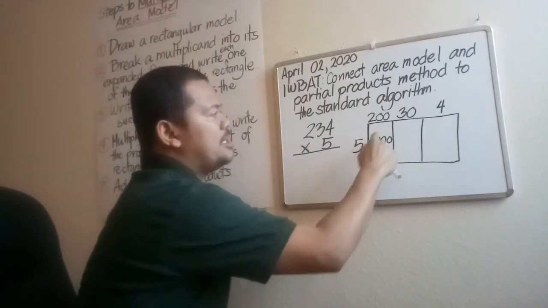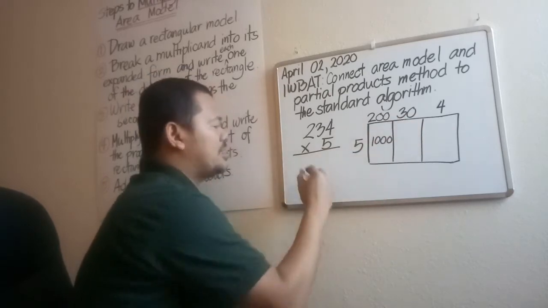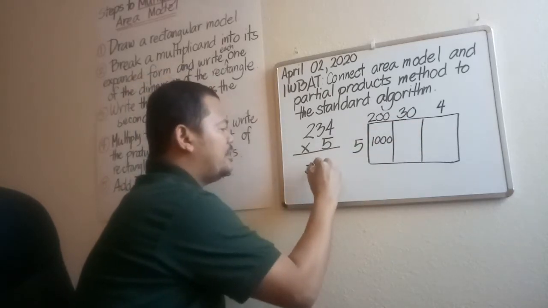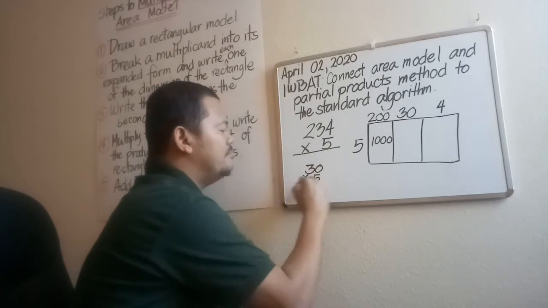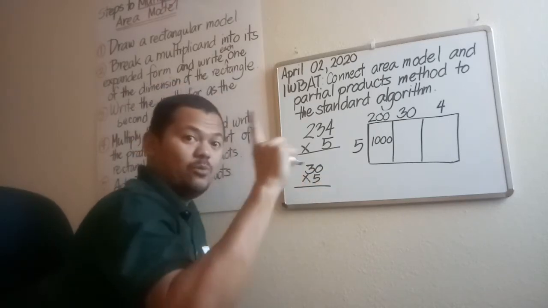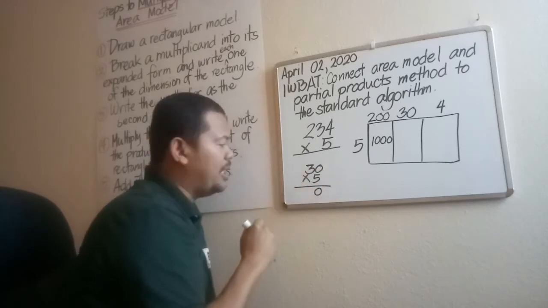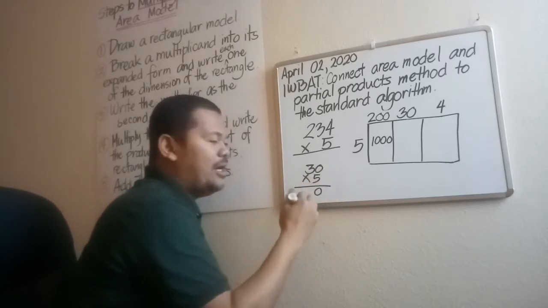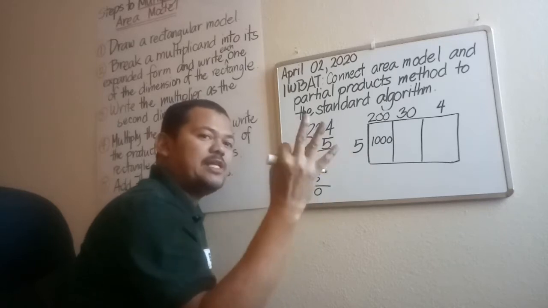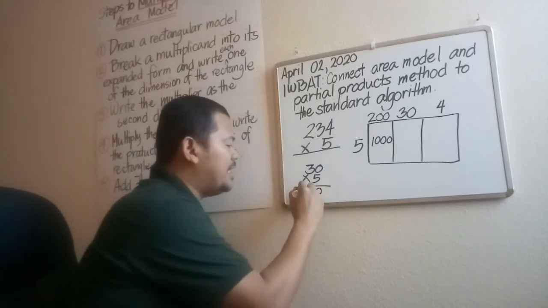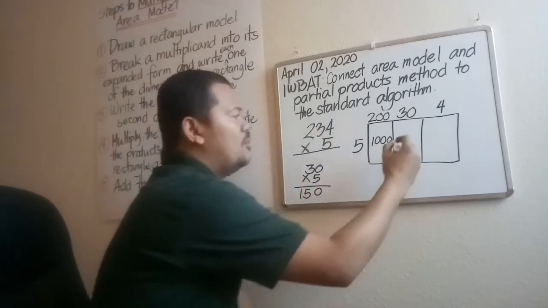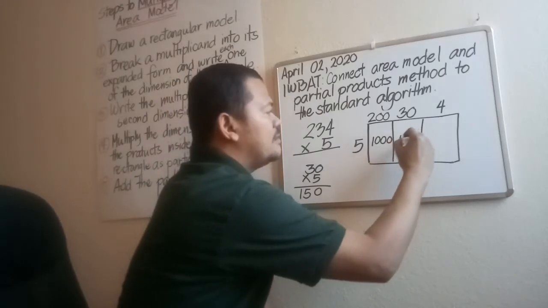5 times 30. Okay? So you write here 30 times 5. How many zeros? 1. So write here 1. Here's the 10. Okay? Then 5 times 3 equals 5, 10, 15. The answer is 15. So the answer is 150.